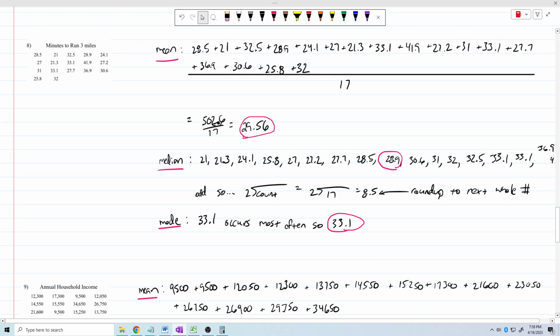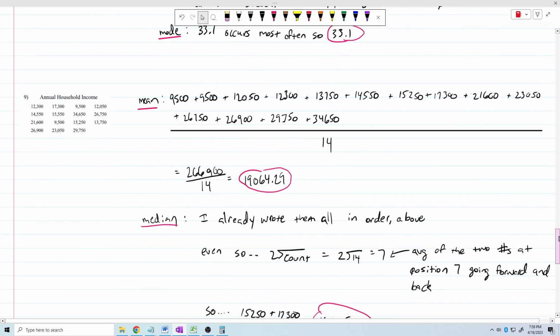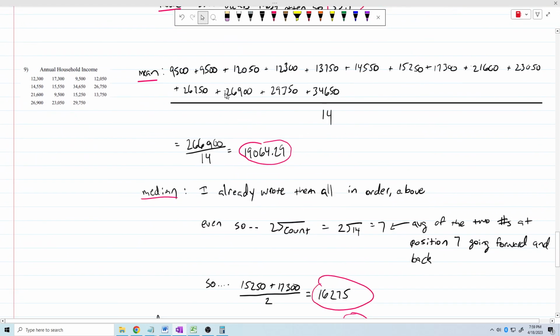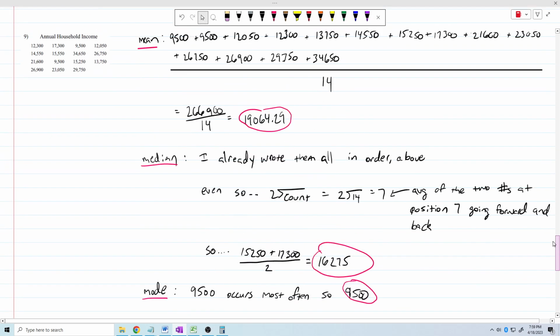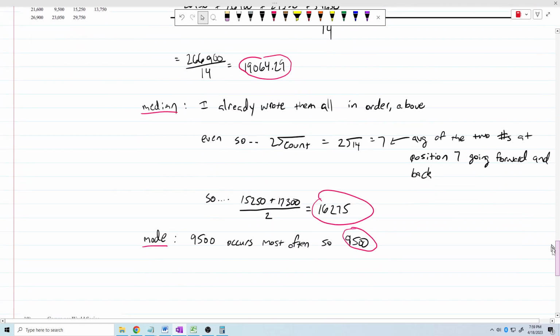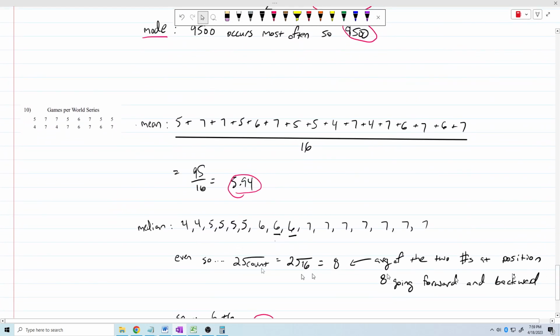But anyways, here's number 8. And here's number 9. This one, don't be scared by the big numbers, guys. It's the same, just bigger numbers. Scroll down a little bit more. There you go, to see the whole thing. And then number 10, it's kind of a repeat, same statistical story, games per World Series, but different numbers.